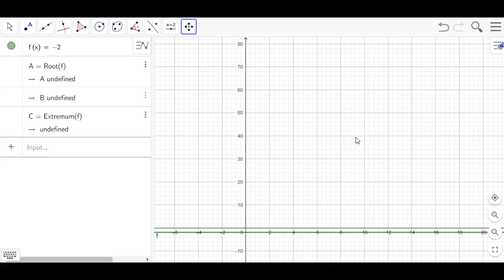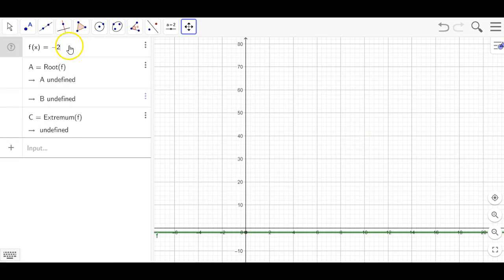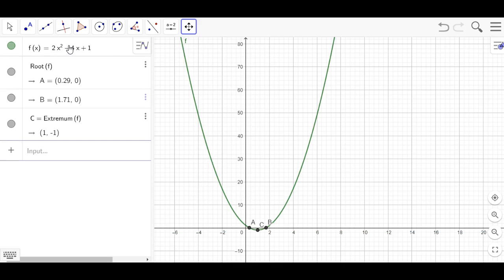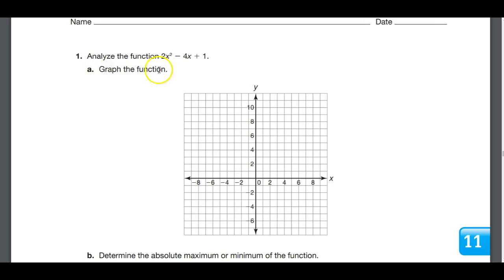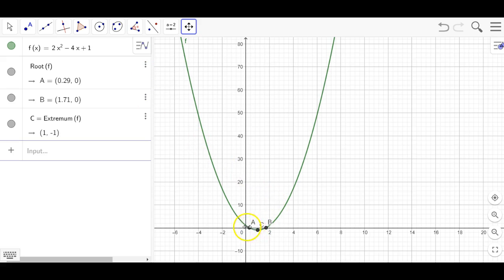So my function should be 2x squared minus 4x plus 1. Is that right? 2x squared minus 4x plus 1. Yeah. So graph the function. So here I have the zeros already figured out. Well, these are approximate zeros, right? But there's the graph. Looks like it says extremum.